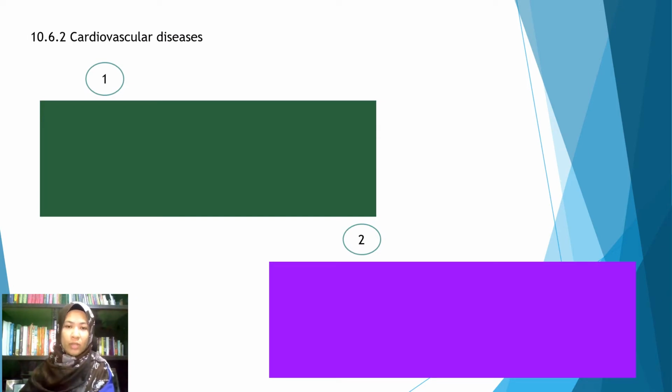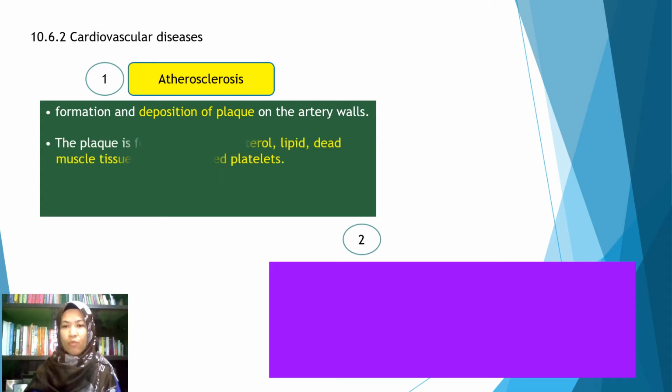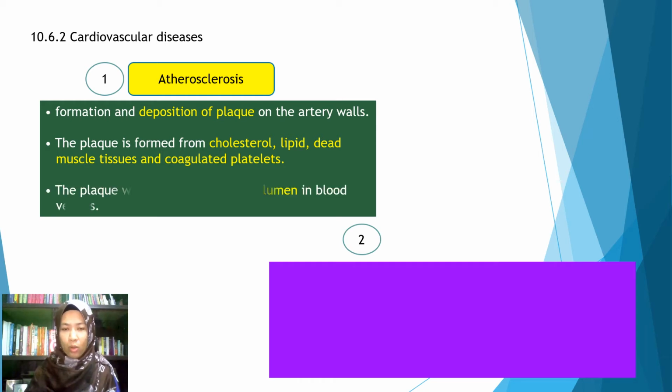Now look at cardiovascular diseases. Penyakit berkaitan dengan jantung lah. Cardio means berkaitan jantung, cardiac muscle. Vascular, blood vessel. First of all, atherosclerosis. Atherosclerosis actually occurs due to formation of plaque. Formation and deposition of plaque inside the artery walls, in the artery wall.